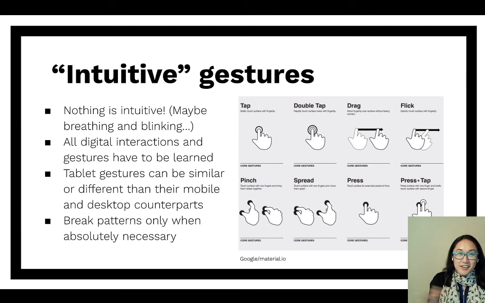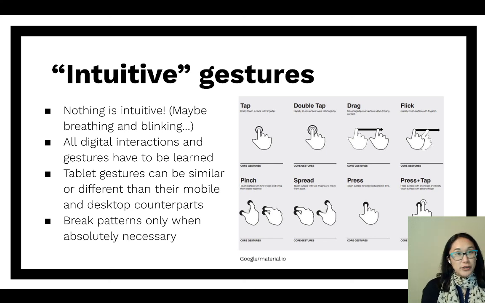So nothing is intuitive. Blinking and breathing, your heartbeat, those are intuitive because they just happen. But everything else actually needs to be learned. So just because you think that swiping left or swiping right is a very common interaction, for some people, they're just not aware that those types of affordances exist. So being able to teach them and to use this opportunity to provide tutorials or instructions on how to interact with content becomes even more important.